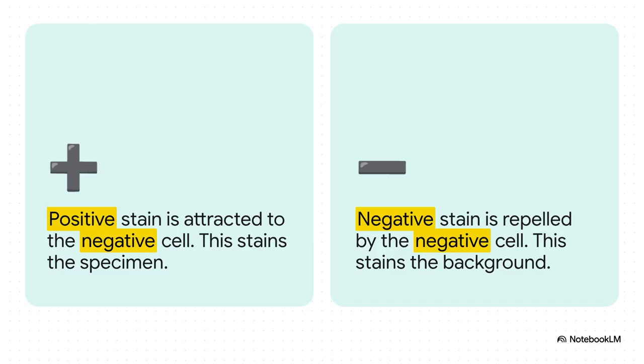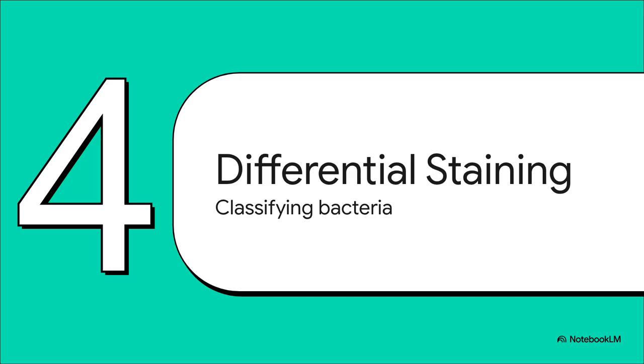First, there's direct staining. Here, you use a stain with a positive charge. Since bacteria cells are negatively charged, opposites attract. The dye sticks right to the cell and colors it in. Then you have indirect staining. For this, you use a negatively charged stain. And what happens when you put two negative charges together? They repel. So the stain gets pushed away from the cell and colors the background instead, leaving the bacteria clear and easy to see.